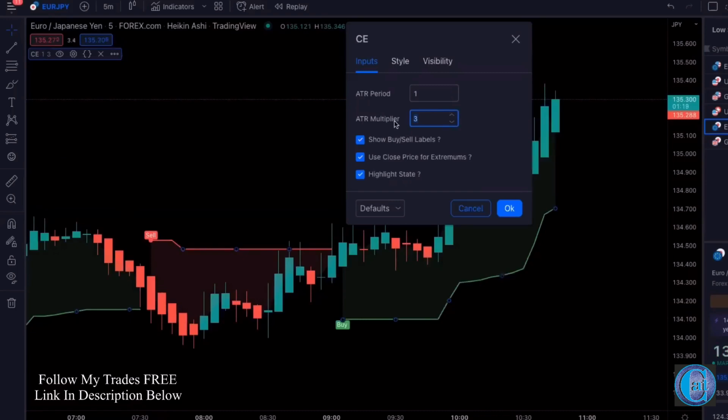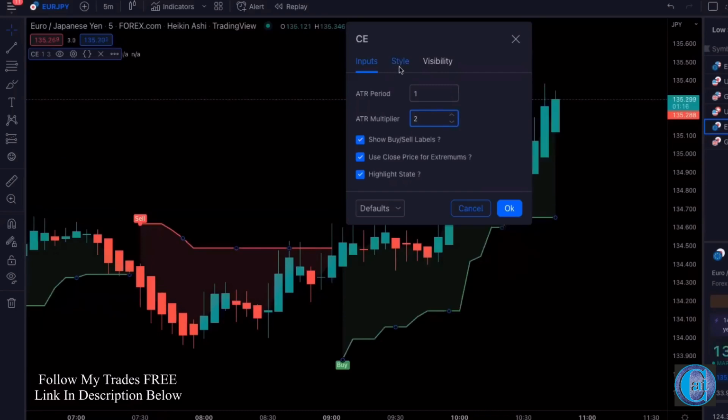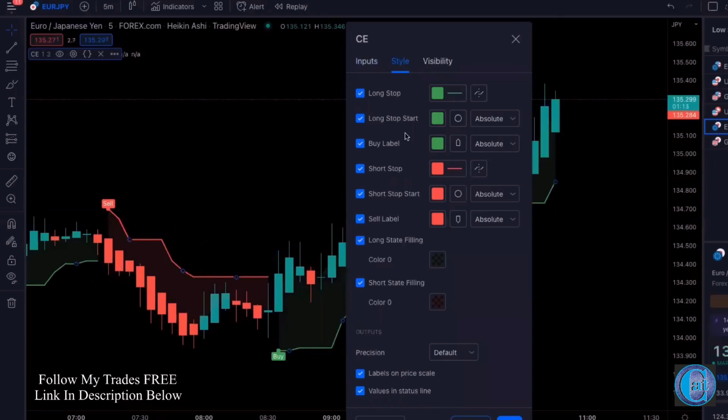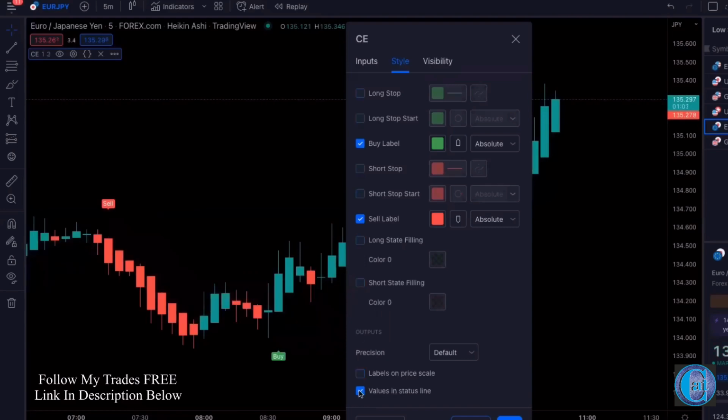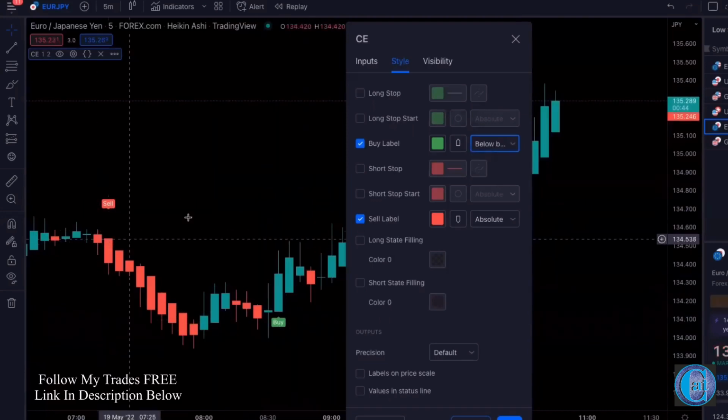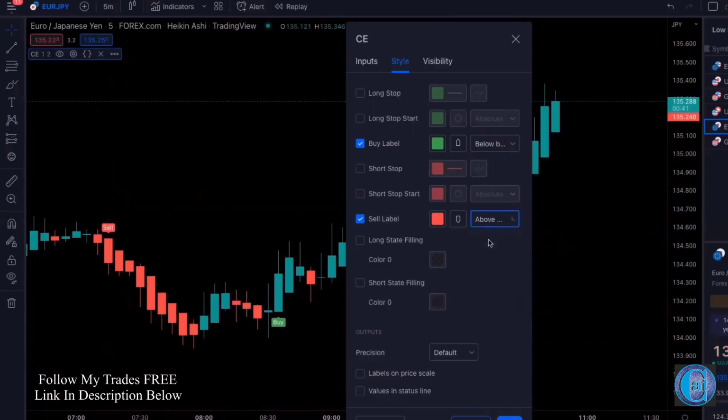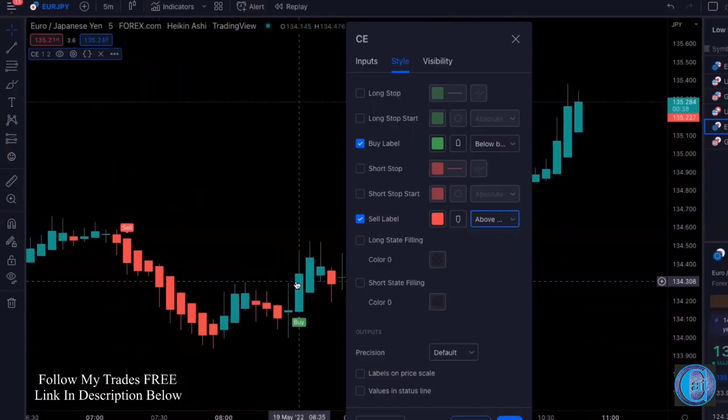And we're going to change the ATR multiplier to 2. Then under styles, we're going to uncheck everything except for the buy and sell label. All right, much cleaner. For the buy label, because it's still a little far off, depending on where it is, I like to move these closer in. So for the buy label, we're going to do it below the bar. You see how that moved right there. And for the sell label, we're going to do it right above the bar. This way it's closer while you're looking, and it's a lot cleaner looking.